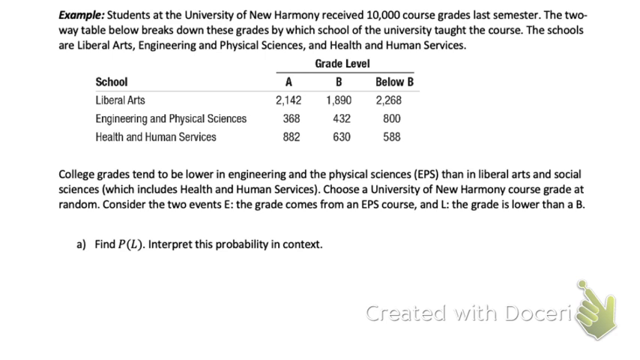Choose a University of New Harmony course grade at random. Here are your two events. E is that the grade comes from an EPS course. That is the Engineering and Physical Sciences. So that's event E. L is that the grade is lower than a B. Do you guys see where that is? L is going to be here in this column.